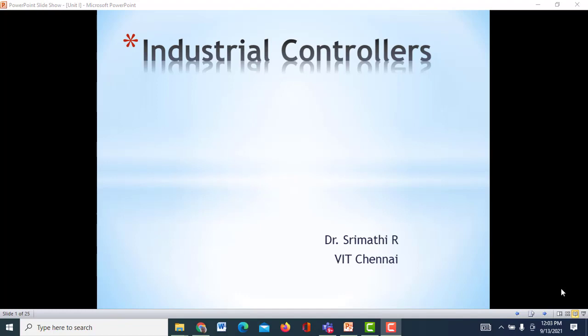I'm going to take Industrial Controllers for this semester, and my specialization is power electronics and drives. I'm working with VIT Chennai in the School of Electrical Engineering. My research area includes embedded systems, microcontroller based systems, microprocessor based systems, IoT based systems, and the mathematical modeling of converters, DC-DC converters, and energy conservation systems.